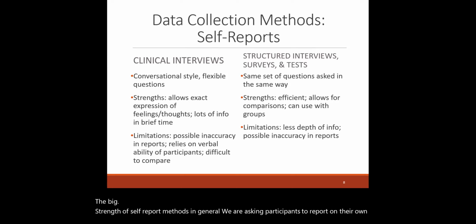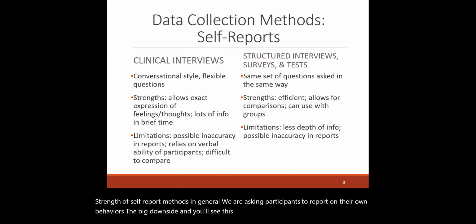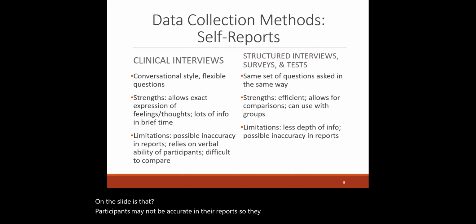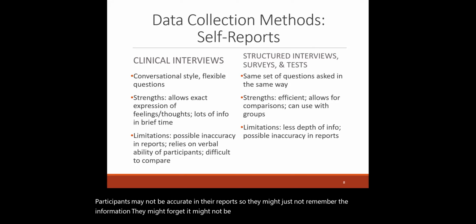The big downside, and you'll see this on both sides on the slide, is that participants may not be accurate in their reports. So they might just not remember the information, they might forget, it might not be something they think about. They could also potentially lie to make themselves look better. We call that social desirability bias.